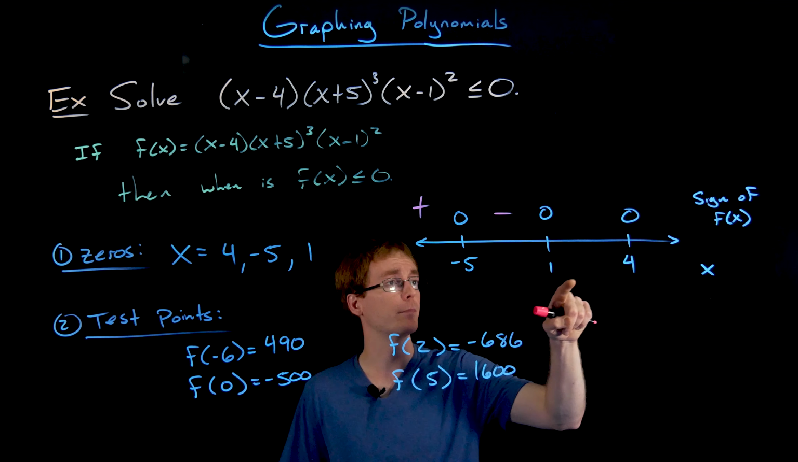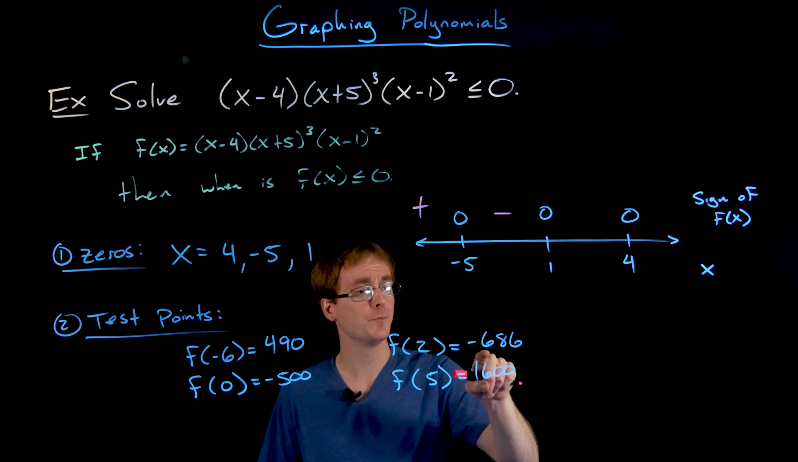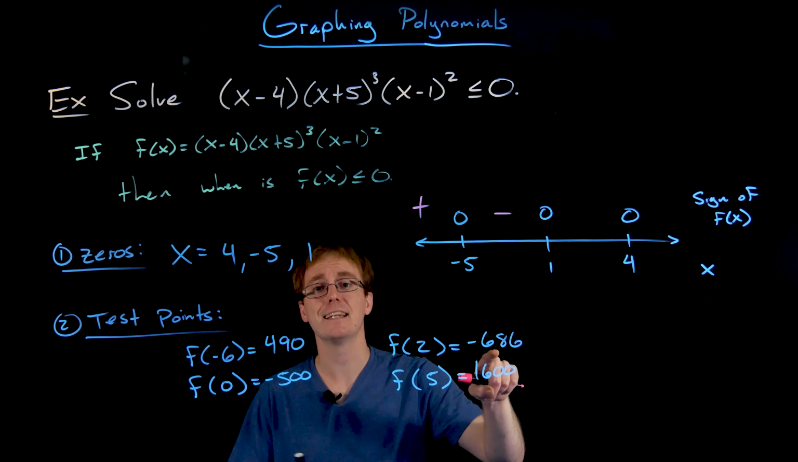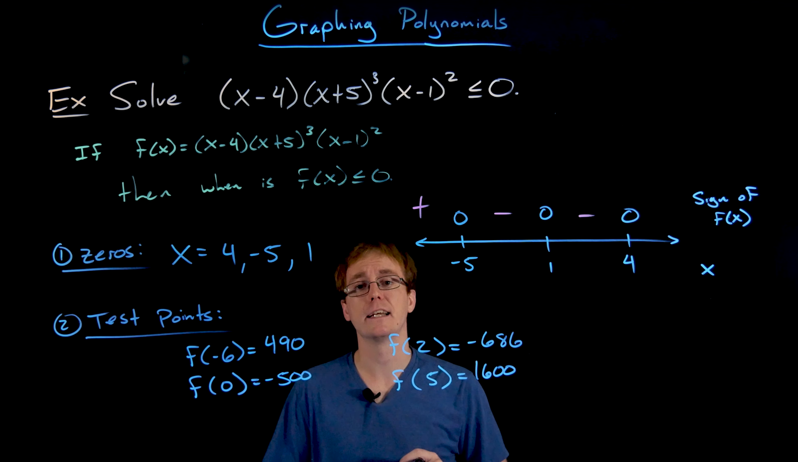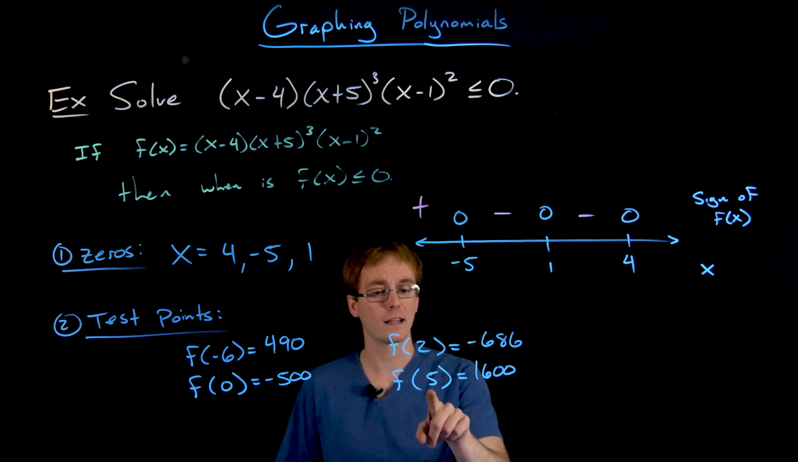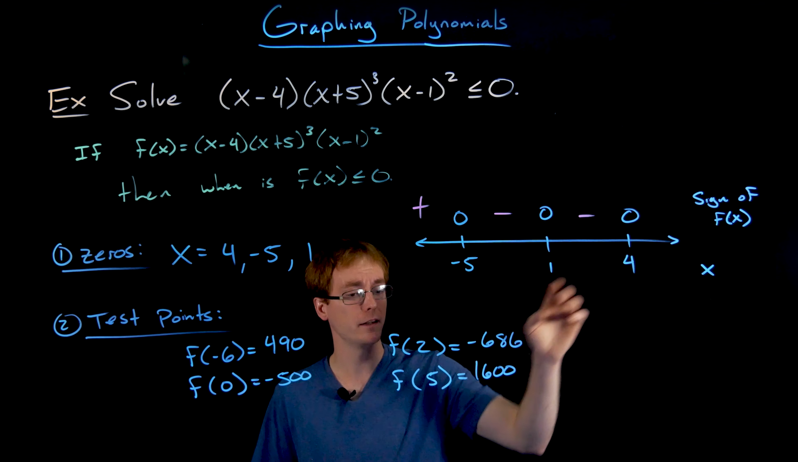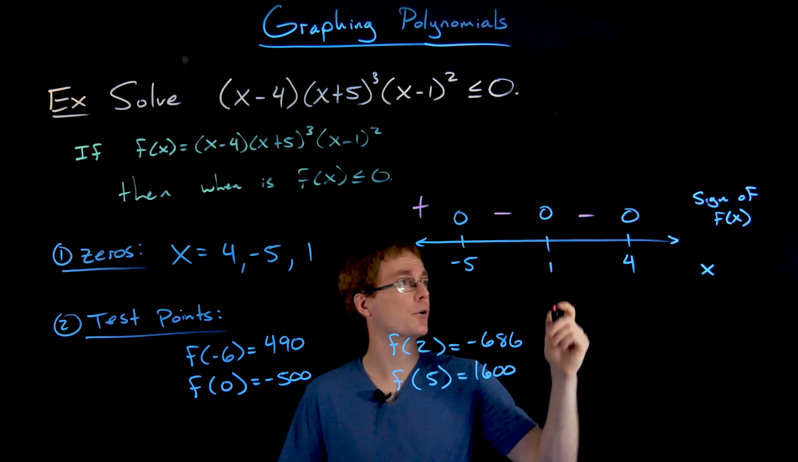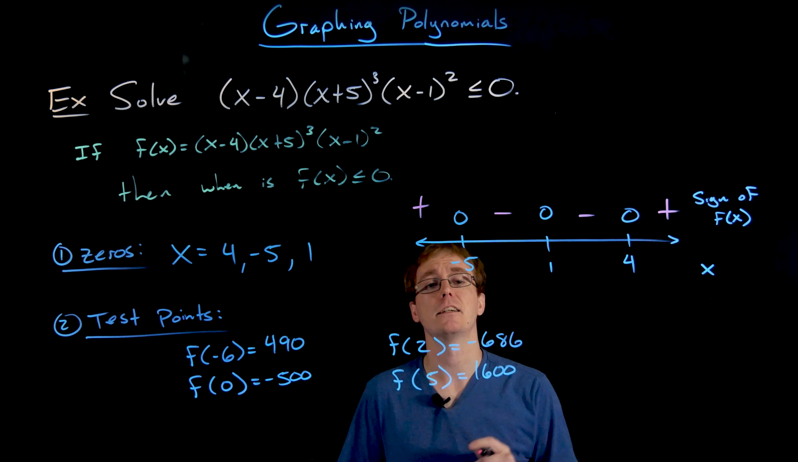We use our test point between 1 and 4, x equals 2. Plugging that into our function gave us this negative output of 686, but for creating the sign chart, we just care that it is negative. Our last output from our last test point was at x equals 5, and that output was positive 1600.